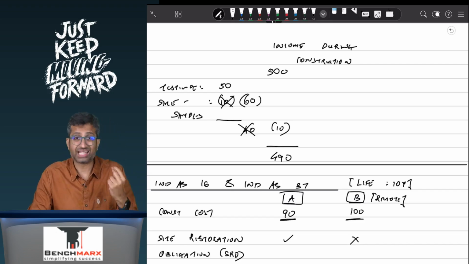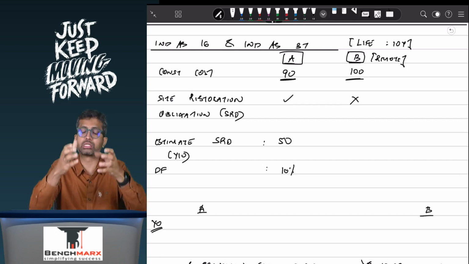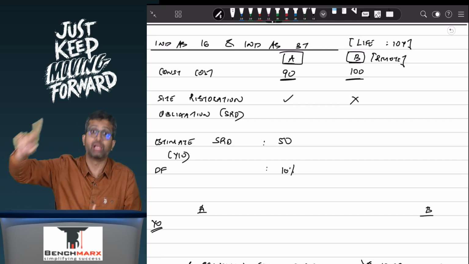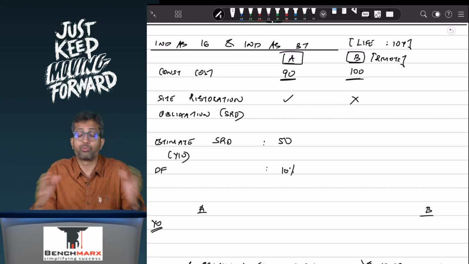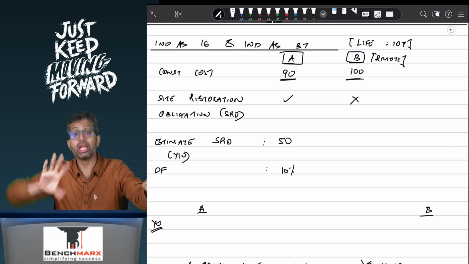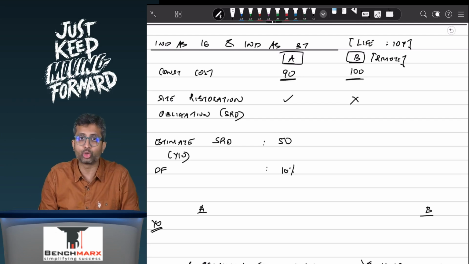No. Site A costed 90, which I paid today. However, the moment I constructed it, I am under an obligation to dismantle. I will incur it later, which is 50 rupees. So can I say 90 plus 50 is equal to 140? No. 90 is incurred today. 50 is going to be incurred after 10 years. 50 after 10 years is equivalent to 19.28 today. And hence, I would say that, well, you know what?